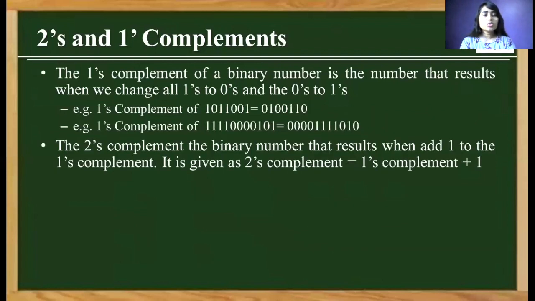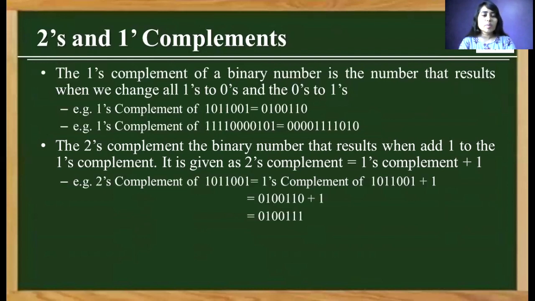Now next, twos complement. Again, the twos complement of any number is calculated using the ones complement: ones complement plus 1 gives the twos complement. For example, the twos complement of 1 0 1 1 0 0 1. Just calculate the ones complement of that, which means replace 0 and 1, and add 1. Add 1 means binary addition. Okay, so here is our answer 0 1 0 0 1 1 1.